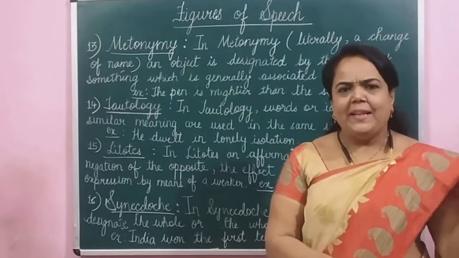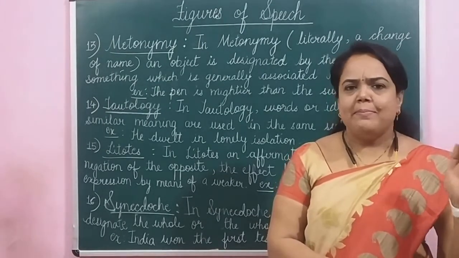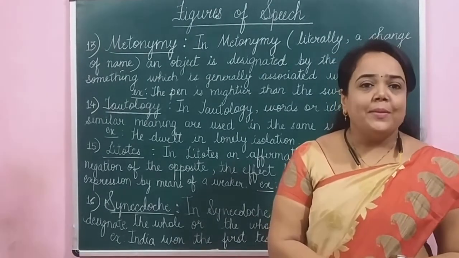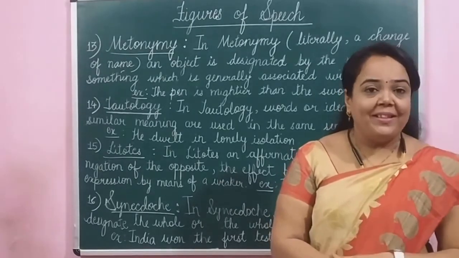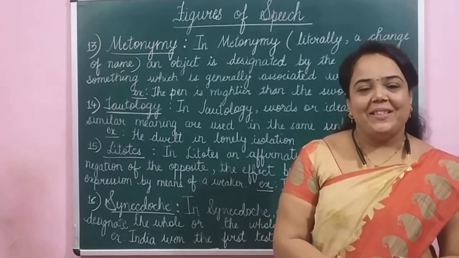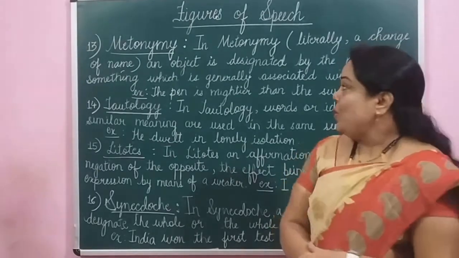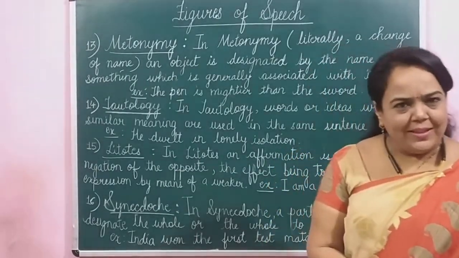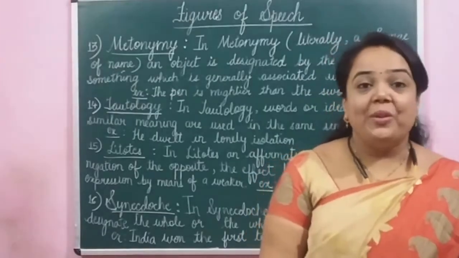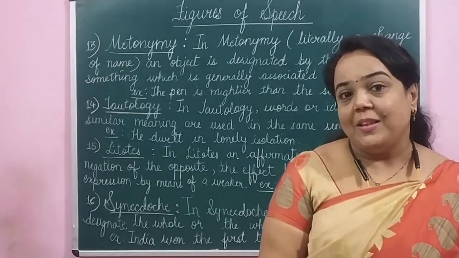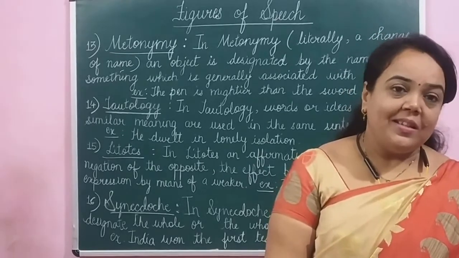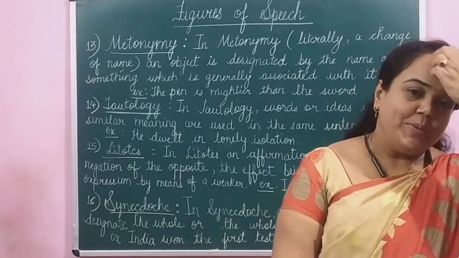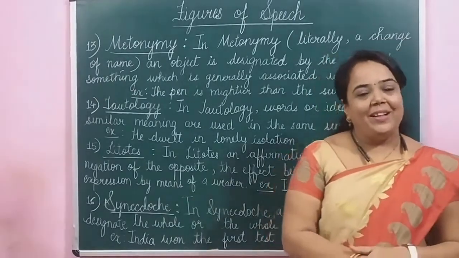Okay, very easy example. The pen is mightier than the sword. Now, what is pen associated with? It is associated with intellect. What is sword associated with? It is associated with power. It is associated with strength. Okay, so you can easily understand. Here we are actually using some other word associated with it.